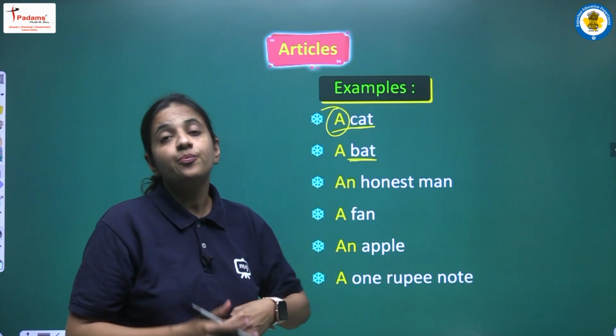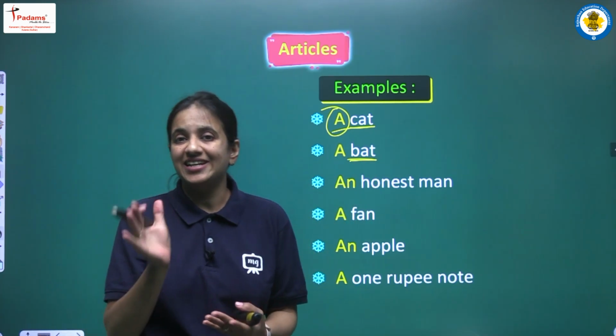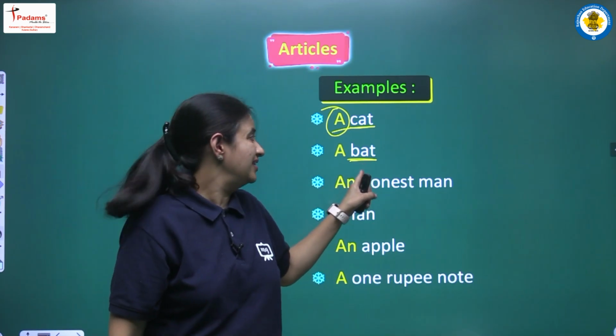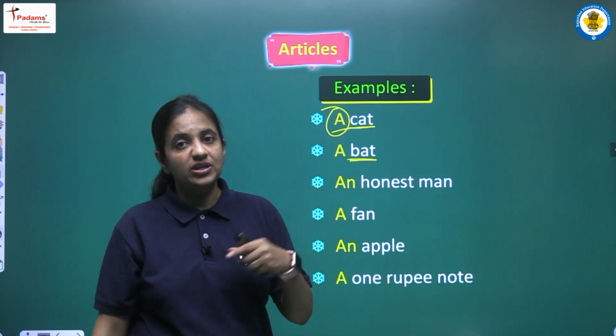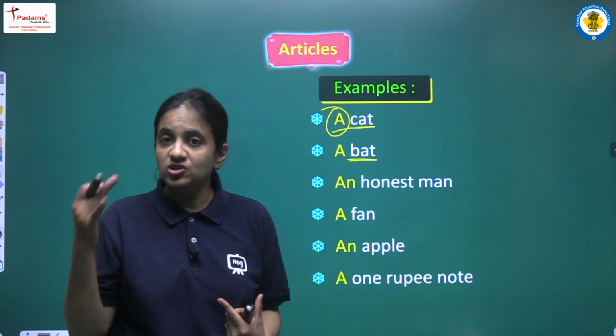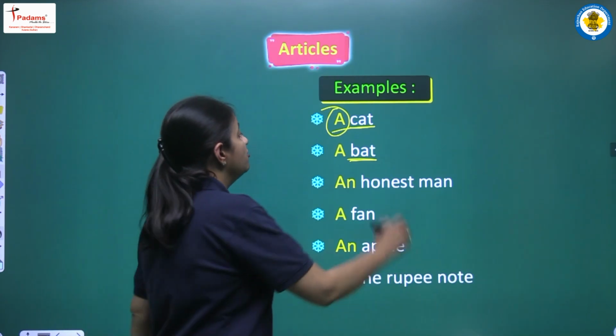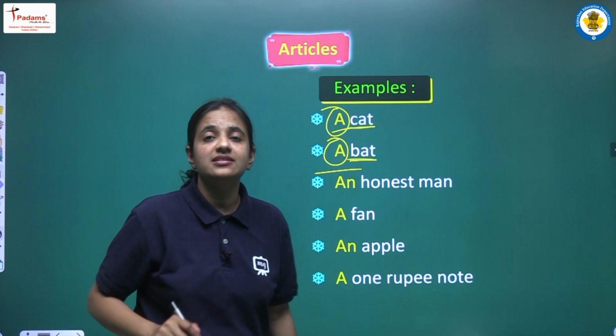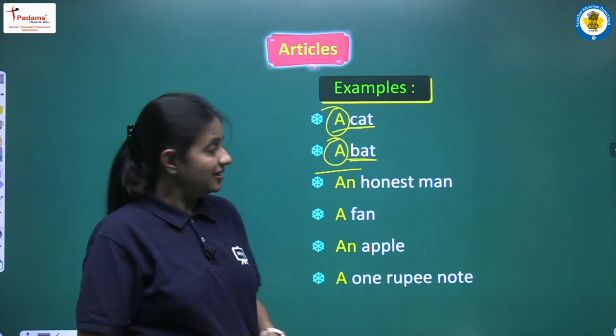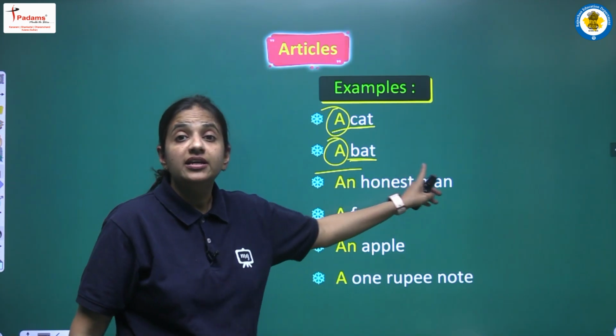So again we have to pronounce the word, we have to see the starting sound. So the word that we are having here is bat. The starting sound is b. Again b, it's a consonant sound. So for consonant sound we are having a here as an article. Clear? Next we are having an honest man.